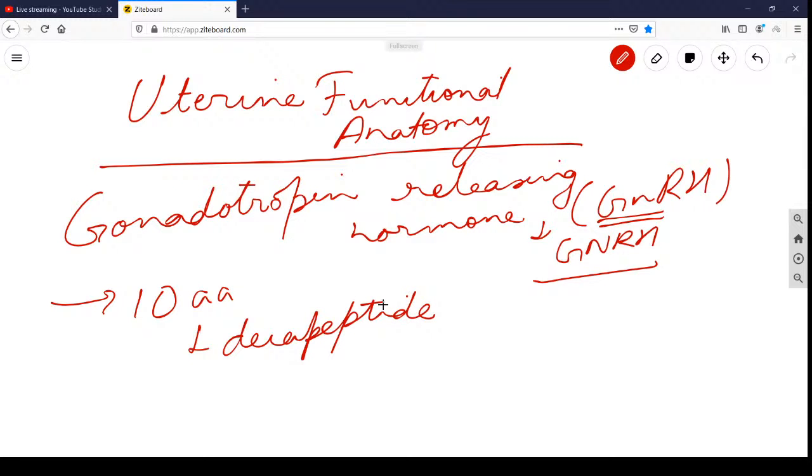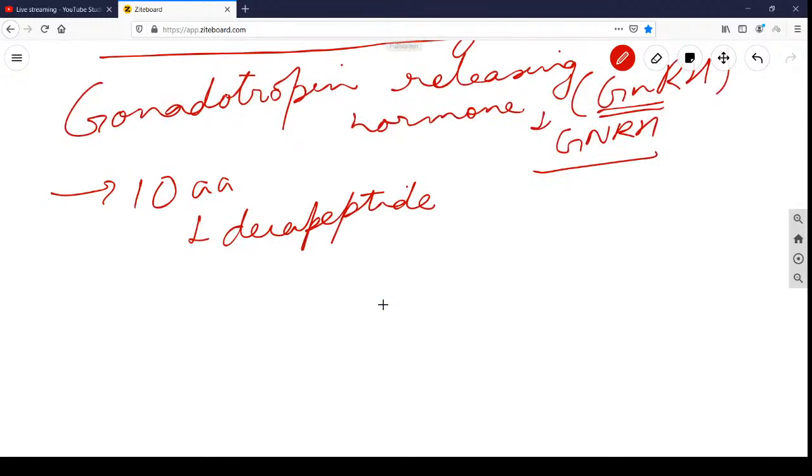Now the only problem with GNRH is its half-life. If you have studied half-life in chemistry, chemical kinetics, for first order reactions, it is T half equal to 0.693 by K, right? So its half-life, the time required to degrade half the GNRH molecules, is only 2 to 4 minutes. It is degraded by various proteases, and then it is cleared via glomerular filtration. So its half-life is only 2 to 4 minutes.